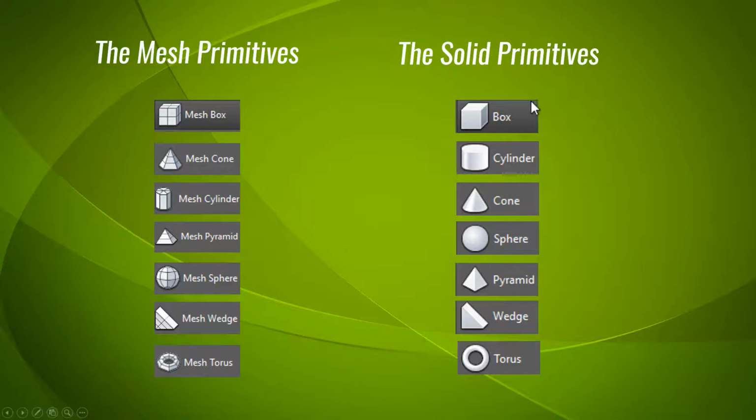Similarly, we have solid primitives. This includes many predefined solids which we can include in our drawing, like box, cylinder, cone, sphere, and so on. Now let's see these primitives in the software.